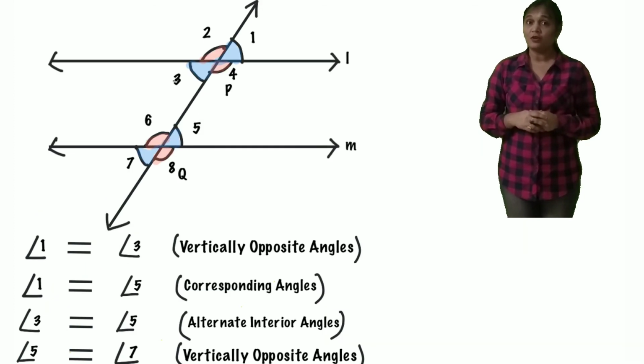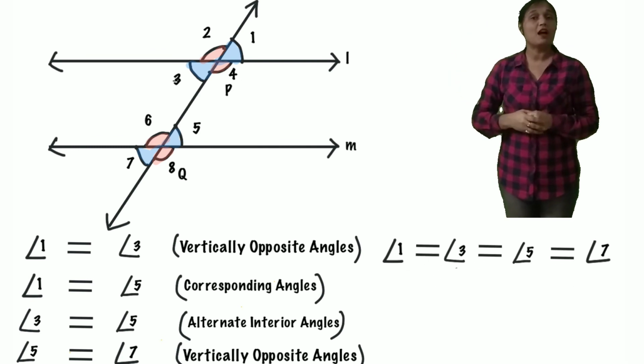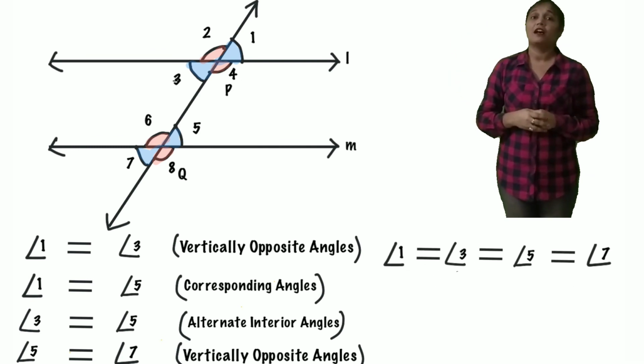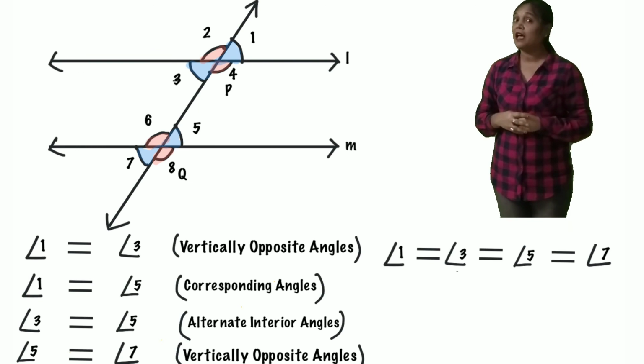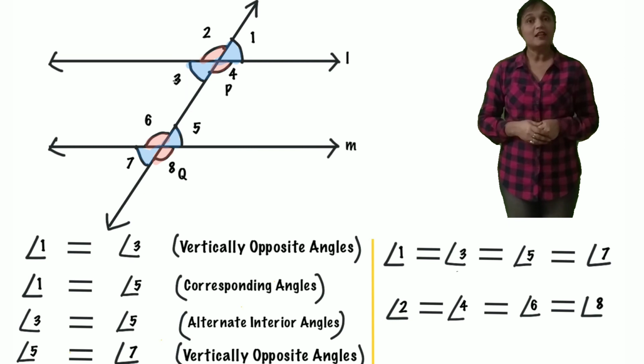So in short, we can say that all the angles which are marked with odd numbers are equal, and all the angles which are marked with even numbers are equal.